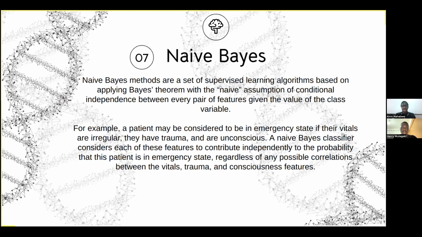So in our use case, an example can be structured as such. If we have features such as the vitals, trauma, and consciousness, to ascertain whether a patient is at high risk and so on and so forth, a naive Bayes classifier would consider each of these features independently in terms of how they contribute to what the classified level of risk the patient will be at.